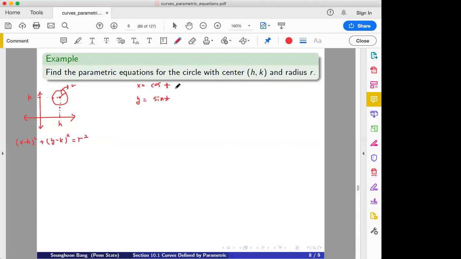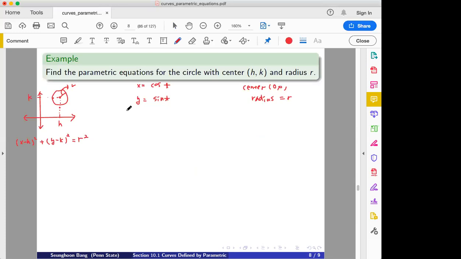So how can you find the equation of a circle with center (0, 0) and radius r? What is x, what is y? The center is (0, 0), the radius is r. How can we change these two parametric equations, x equals cosine of t, y equals sine of t, where the radius is 1, to radius r? Do you have any idea? What is the parametric equation for the circle with center (0, 0) and radius r?